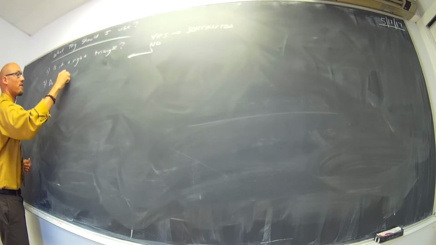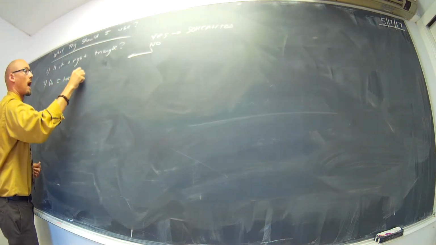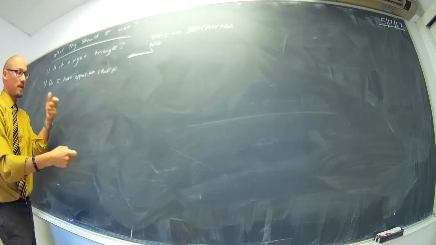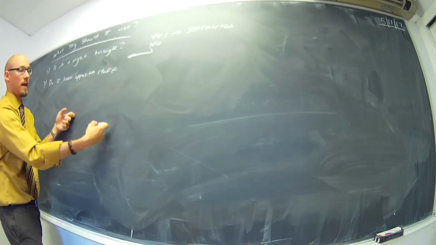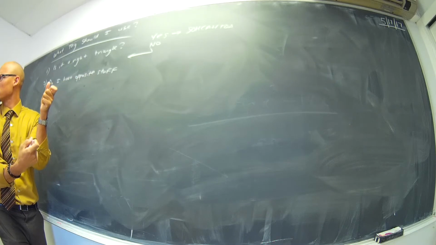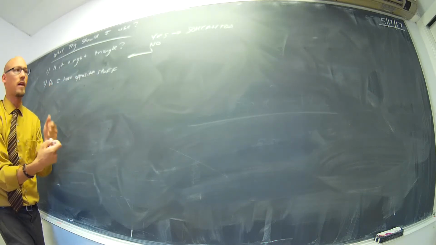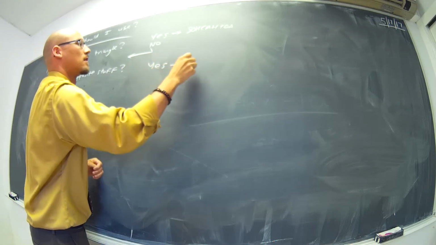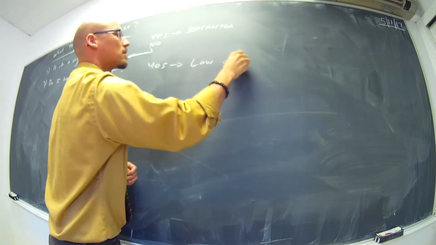Do I have opposite stuff where I have an angle here and a side here, and then the angle here and the side here? You know what I'm talking about? Okay, do I have opposite stuff? If yes, law of sines.